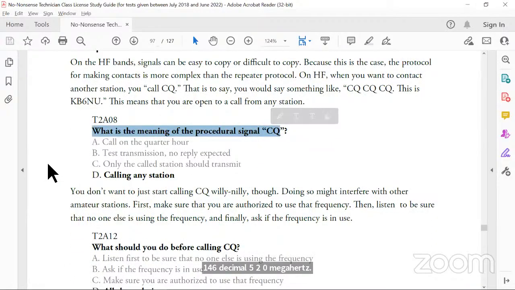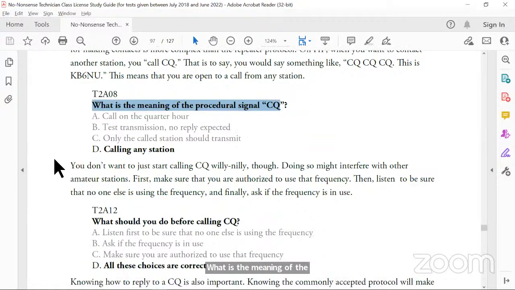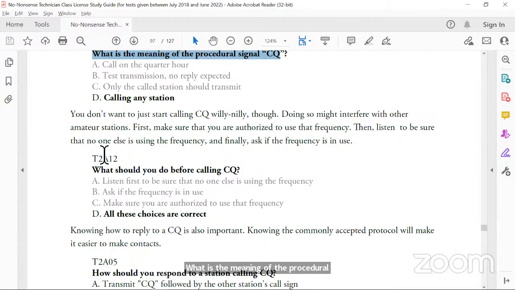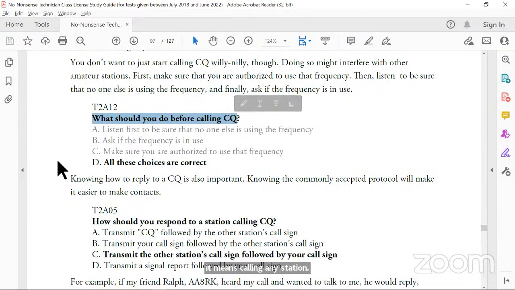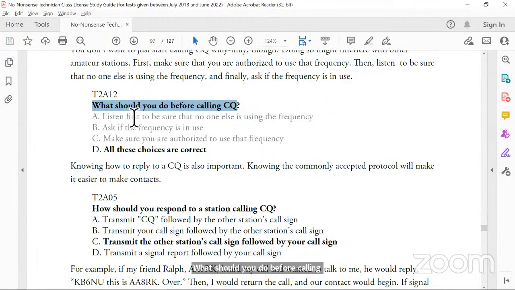What is the meaning of the procedural signal CQ? Well, it means calling any station. What should you do before calling CQ? Well, you should do all of these.